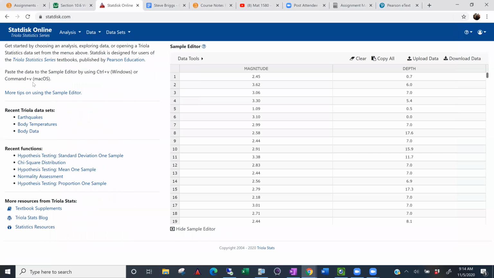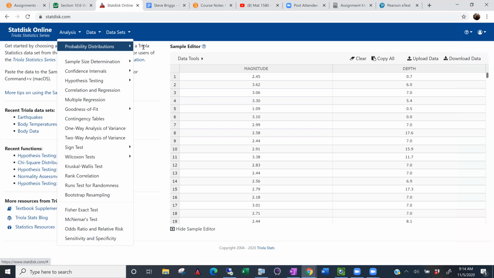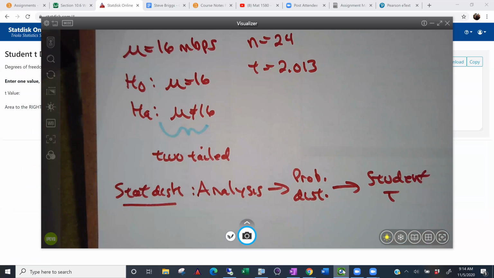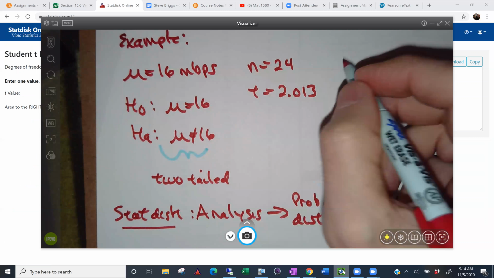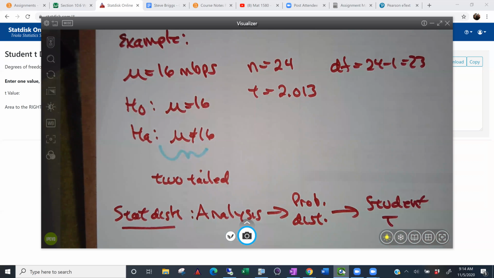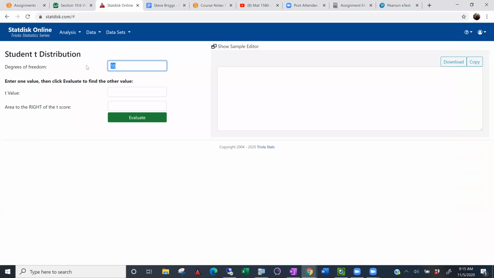And it's going to help us find the correct area. So let me get back there. Come on. There we go. Now they're asking for the degrees of freedom. Is that the same thing as n? No, it's n minus 1. Right? Excellent. So if n is 24, our degrees of freedom is 23. So you have to put in your degrees of freedom, not n. So you got to be careful there. Let's put that at 23. The t-value we got was 2.013.